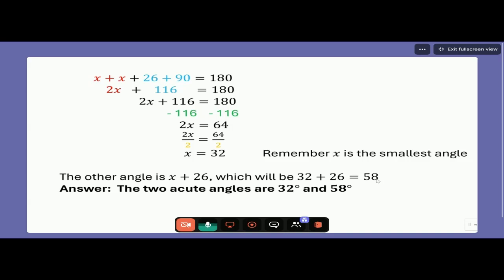And you can do a quick check here. Does it meet the requirements of the question? Well, first of all, is one of these 26 more than the other? Yes, it is. And second, if you give this a try on your own if you want, add up the three angles, 90 plus 32 plus 58, add those three together and you will get 180.